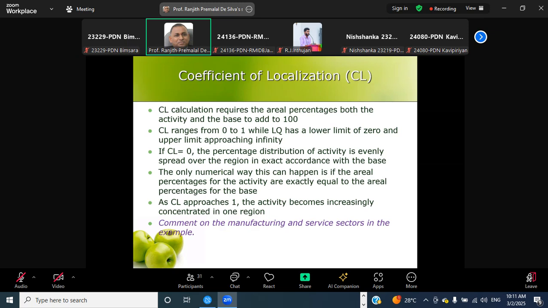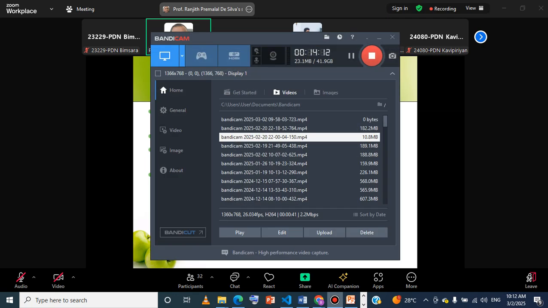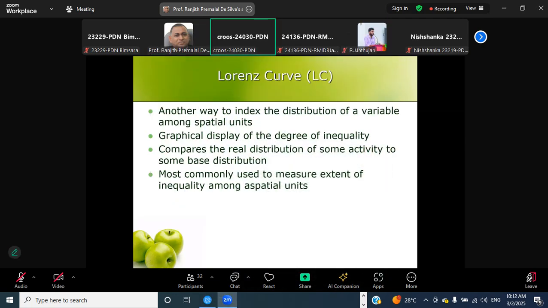We discussed the coefficient of localization last time in the spatial statistics lecture. And today we will be looking at some other measures related to the coefficient of localization. One is the Lorenz curve. Did we discuss the Lorenz curve before? Yes or no? No, sir.